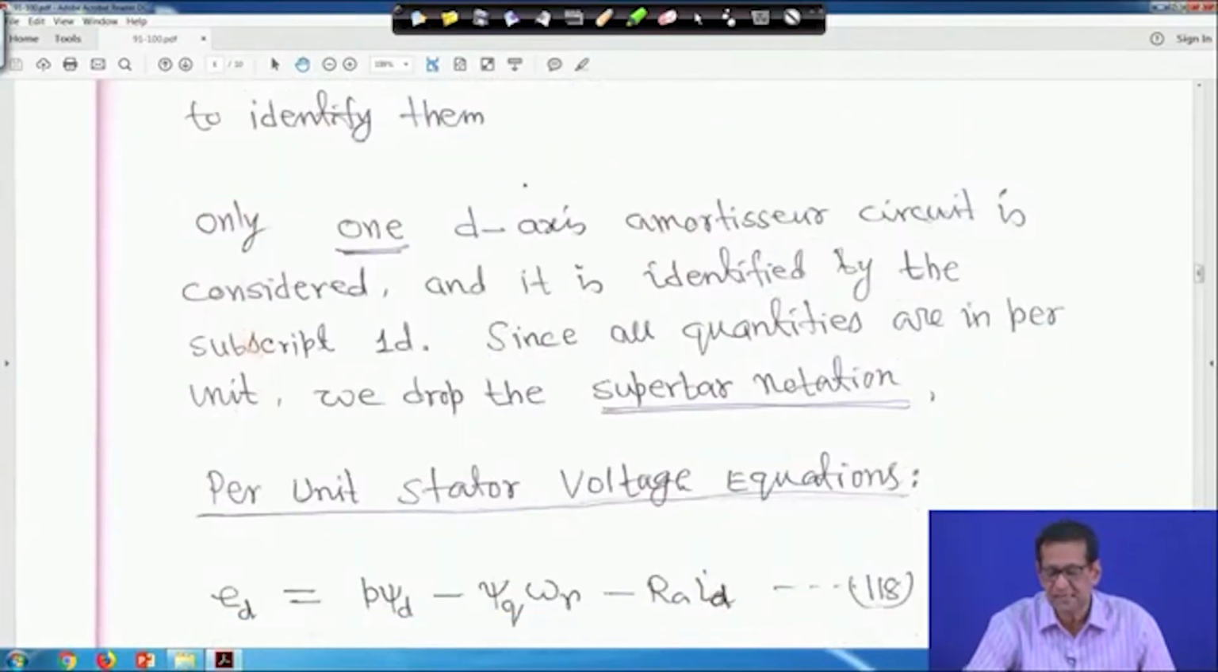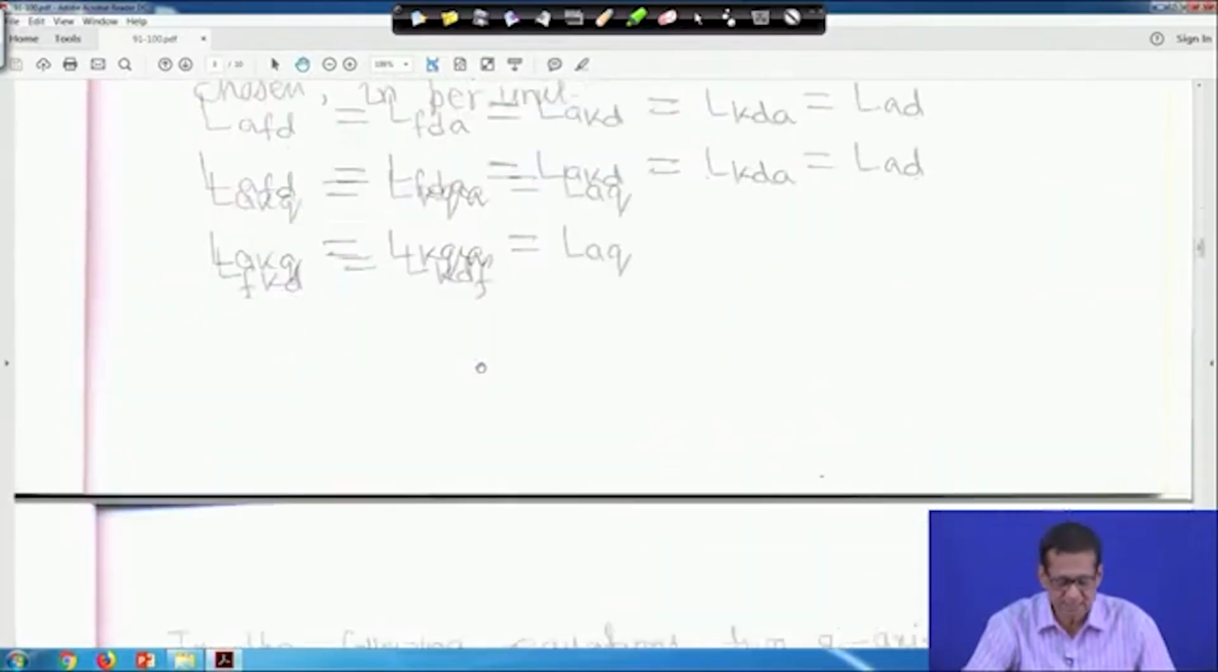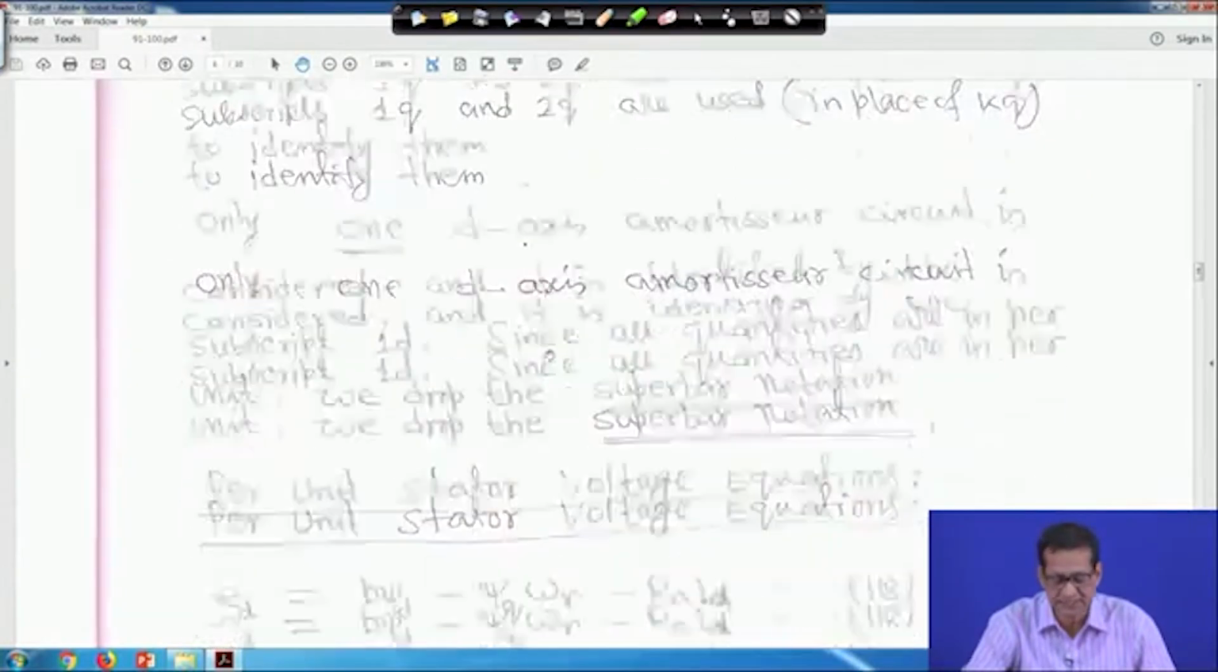Only one D axis armature circuit is considered, in that case K is equal to 1, and it is identified by the subscript 1D because it is KD, so K is equal to 1. Similarly, on the Q axis, K is equal to 1, so 1Q, and K is equal to 2, so 2Q. So two circuits are considered on the Q axis.